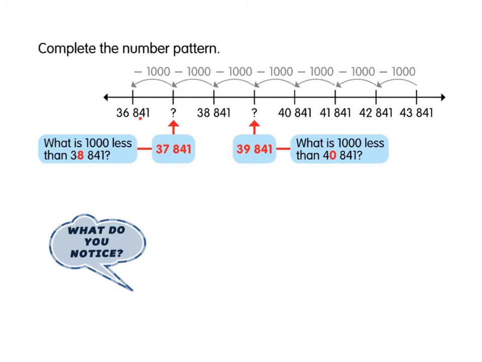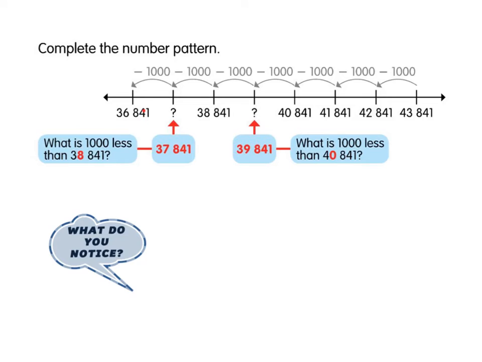Well, first of all, I notice that 841 appears in every single one of these numbers, which does make sense because it says taking away 1,000. So if we're taking from the thousands, then that shouldn't be affecting our hundreds, tens and ones, but it will affect our single thousands and maybe our tens of thousands. Let's see. So here we had 36,841, and then we had 38,841. So I'm noticing there's a 2,000 difference between here and here.